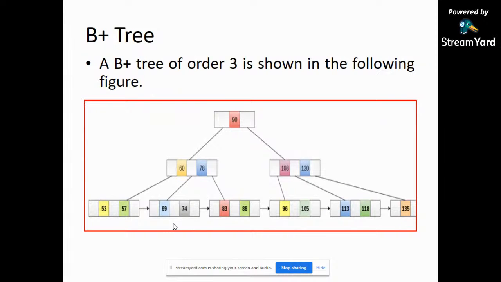This is a B plus tree of order 3. A B plus tree of order 3 means a node can have at most 3 children. So you can see the intermediate nodes have 3 child nodes. If the order is 3, then the maximum number of keys is 3 minus 1, that is 2. So here you can see every leaf node has 2 keys.